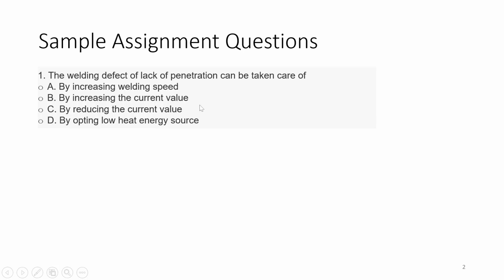So in previous lecture we talked about how with changing the welding method such as laser beam or plasma welding, all those you can change the heat energy source. So by opting for low heat energy, you will be requiring more time for the welding. So which option would be correct? Among these, the answer will be increasing the current value.